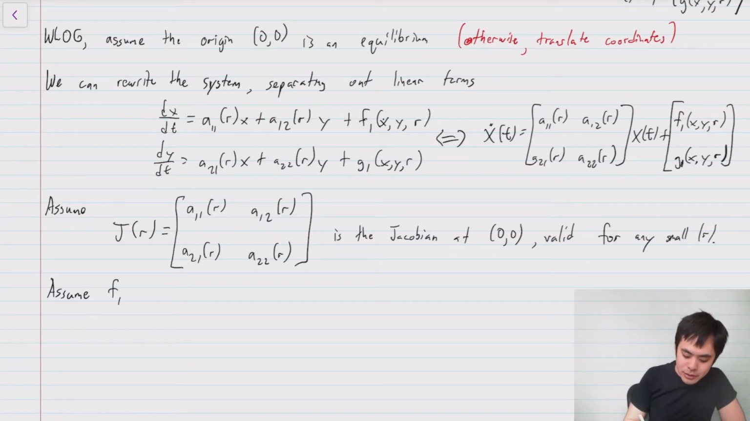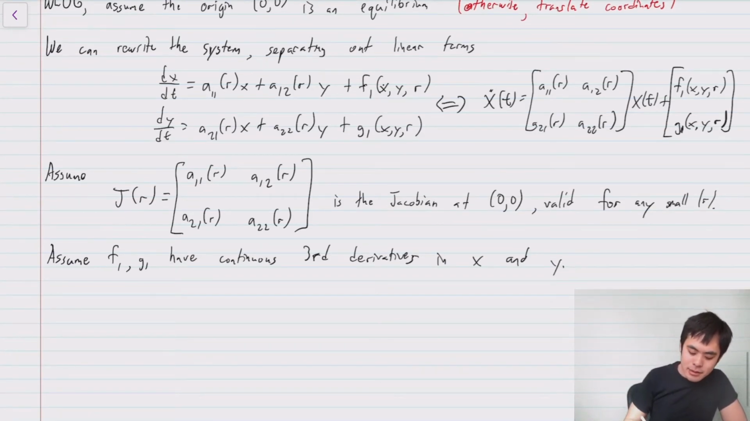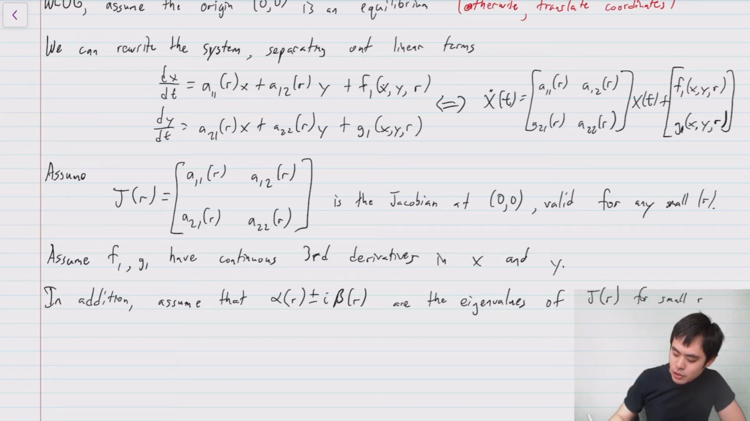Now, in order to actually prove this theorem, which we are not going to do, you're going to have to assume that f1 and g1, these remainder terms, have continuous third order partial derivatives in x and y. This is just a technical constraint, which we're not going to worry about too much. In addition, assume that once we have this matrix, alpha(r) plus or minus i beta(r) are the eigenvalues of J(r) for r with small absolute value.